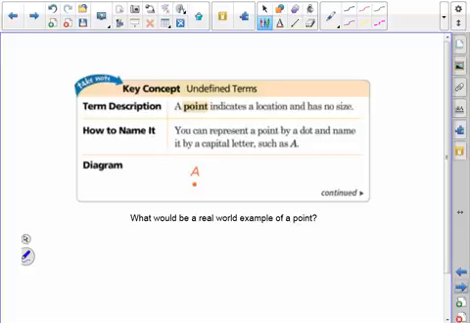So pause the video whenever you need to, come up with an example of that, and share it with your classmates in the comment section. See what you come up with. There's a whole lot of different ways that we could do this. I'll give you an example, my own, so don't use this one, but I would say a star in the sky. That could be representing a real-world example of a point.